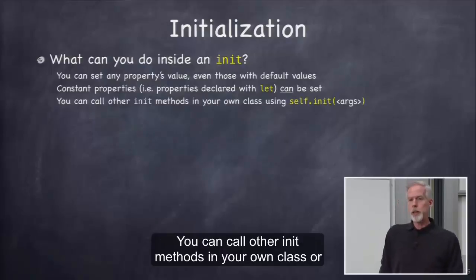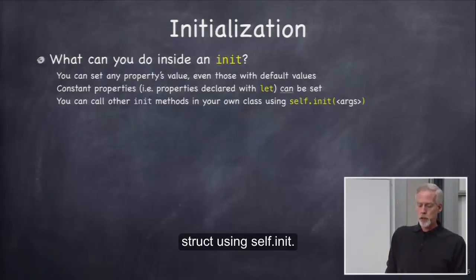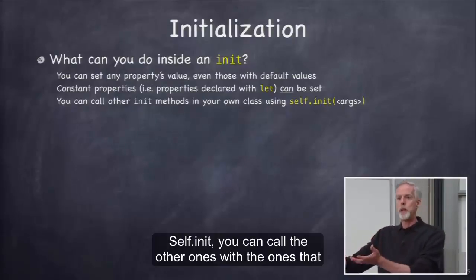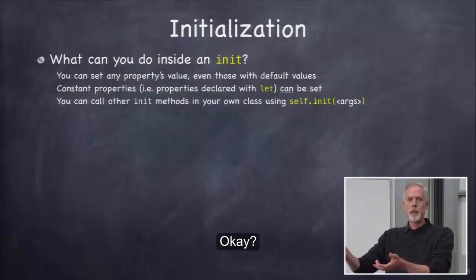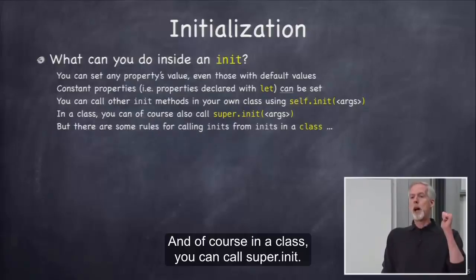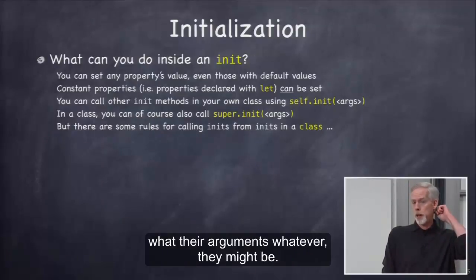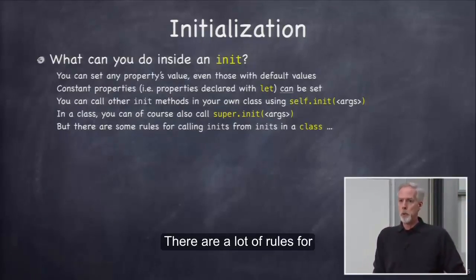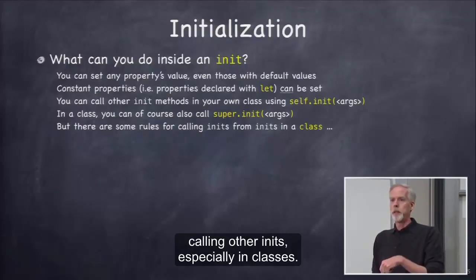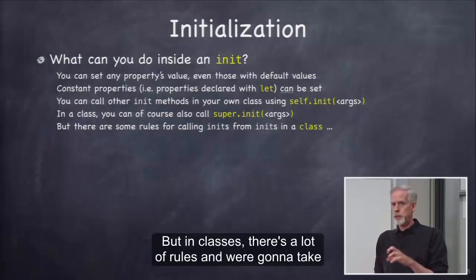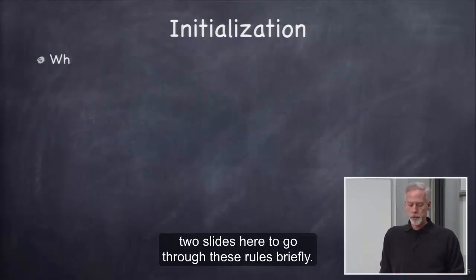You can call other init methods in your own class or struct using self.init. You can call the other ones that have different arguments. And of course, in a class, you can call super.init, calling your superclass's initializers with their arguments, whatever they might be. However, big old humongous however on this one, there are a lot of rules for calling other inits, especially in classes. In structs, it's not a big deal, but in classes there are a lot of rules, and we're going to take 2 slides here to go through these rules briefly.